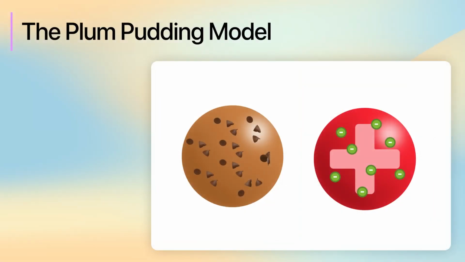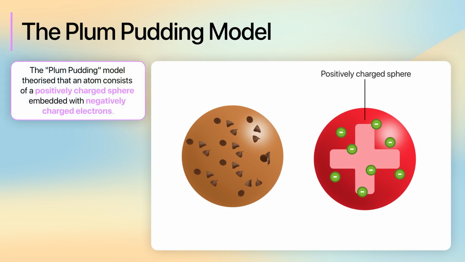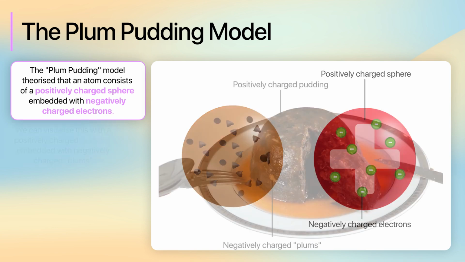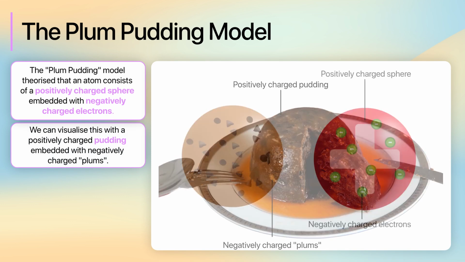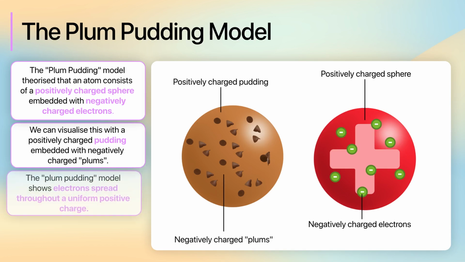According to this model, an atom consists of a positively charged sphere embedded with negatively charged electrons. A good visualization of this is to consider a positively charged pudding embedded with negatively charged plums. The diagram of the Plum Pudding model shows this arrangement clearly, with electrons spread throughout a uniform positive charge.